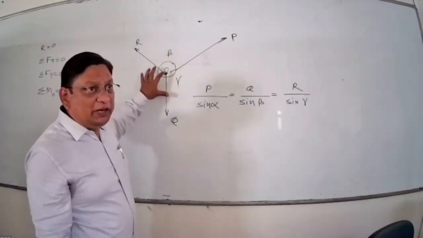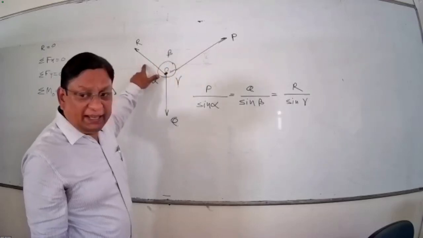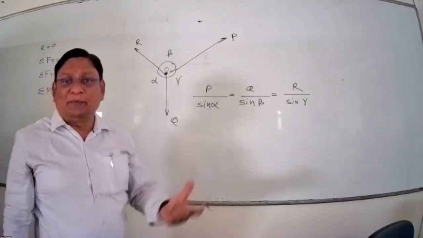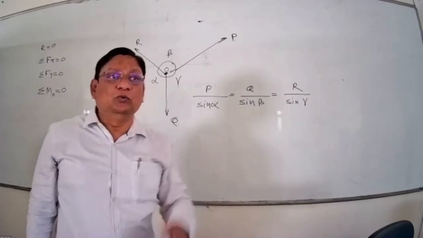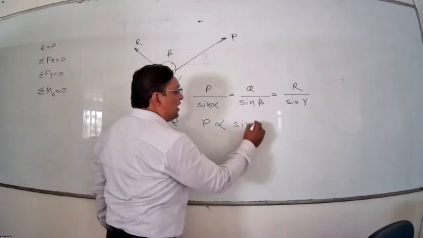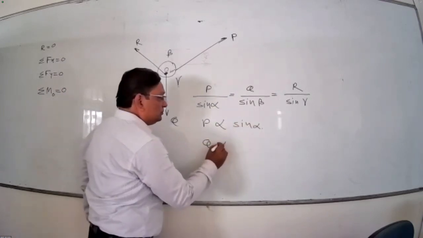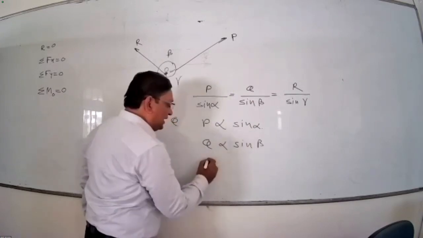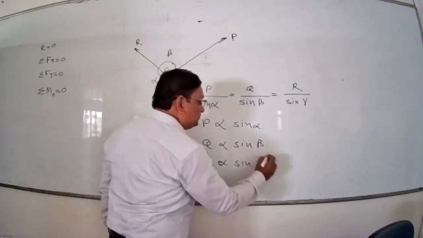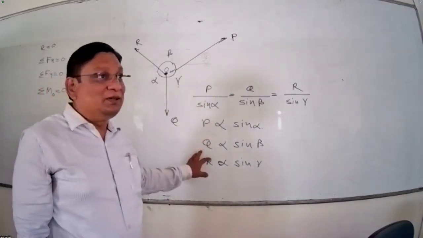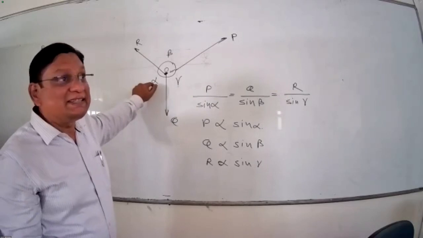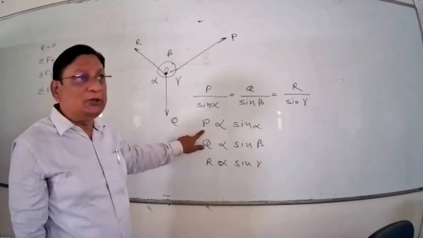If the body is in equilibrium under the action of three coplanar concurrent forces, then each force is directly proportional to the sine of the angle between the other two forces. As per this statement, P is proportional to sine of alpha, Q is proportional to sine of beta, and R is proportional to sine of gamma. So what is the statement? If the body is in equilibrium under the action of three concurrent forces, then each force is proportional to the sine of the angle between the other two forces.